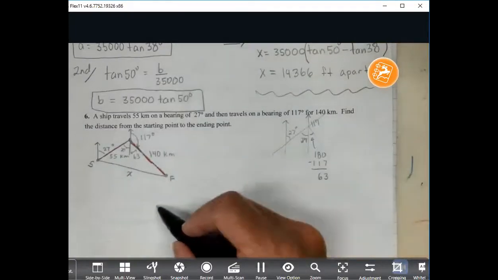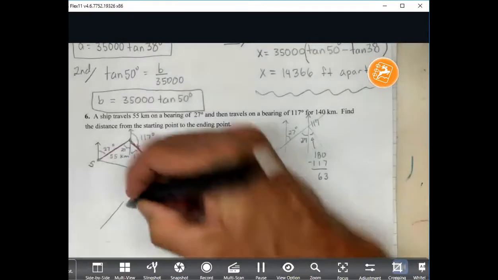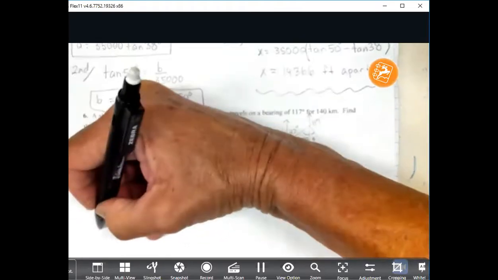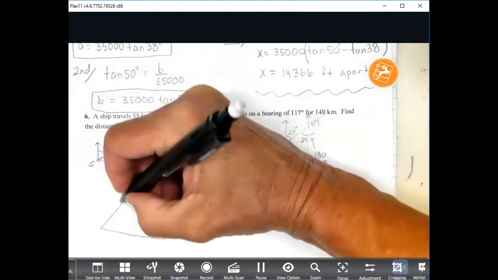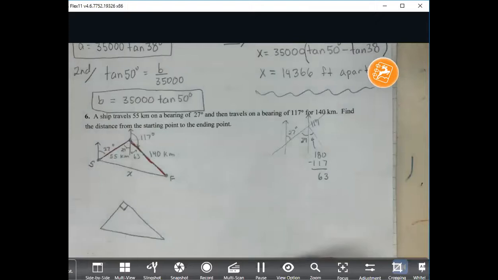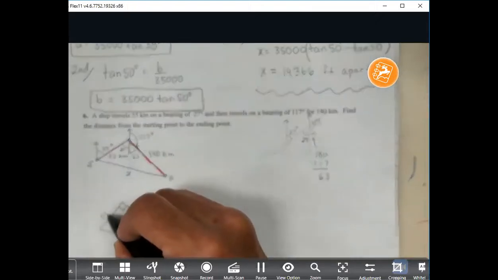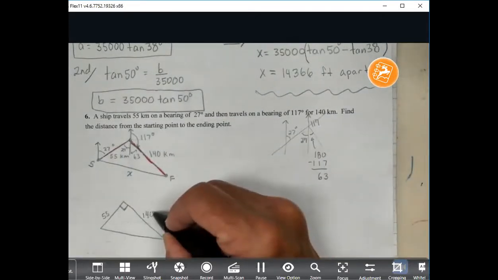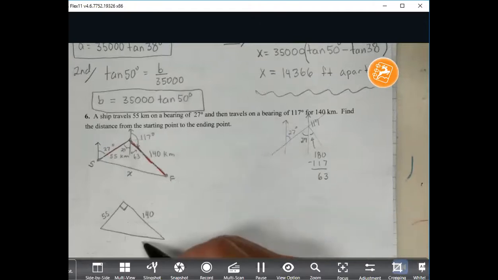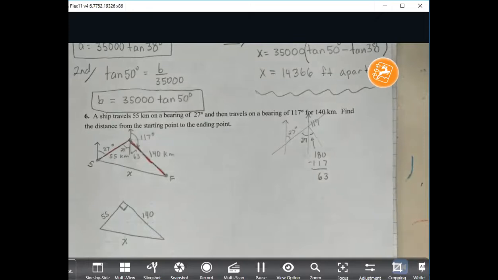So let me redraw that triangle now. We've got a 90-degree angle there with that work. We've got 55 kilometers here. We have 140 kilometers there. And we have X here. So now what we have to do is figure out some of these other angles. Or do we? We don't need anything else. We're done. Almost. Given two sides of a right triangle, we are now asked to find the third side.